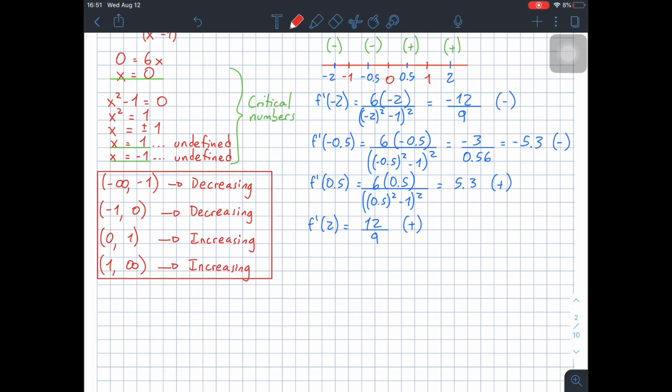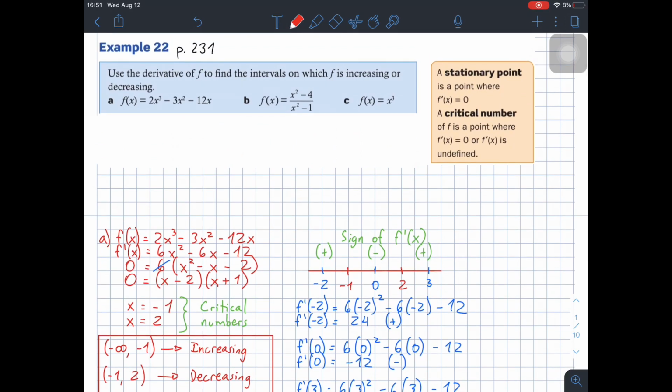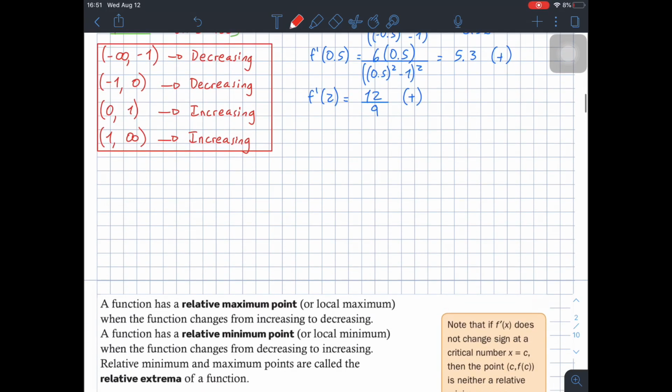And now we're going to see one last one, part C. f of x equals x cubed. This should be much shorter than the one we just did. So part C, f of x equals x cubed.